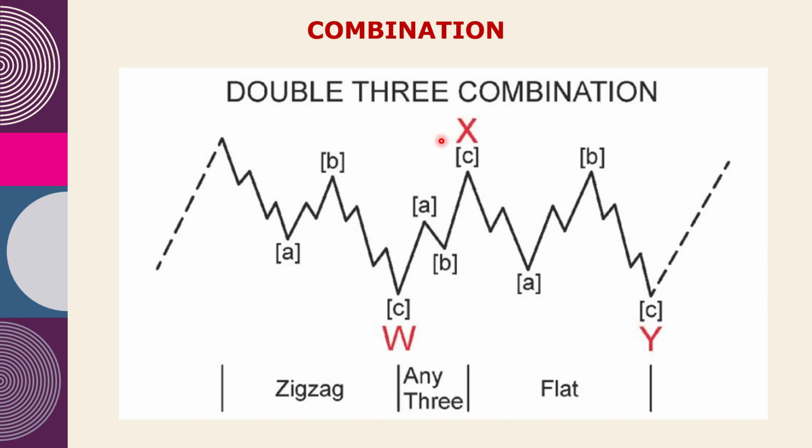A triple three combination includes three corrective patterns labeled W, Y, and Z, each linked by X waves. Triple threes are rare. Within double and triple threes, X waves are usually zigzags and never triangles. Here I conclude the corrective wave patterns. We discussed various corrective waves: zigzags, flats, and triangles. What are the rules for them?